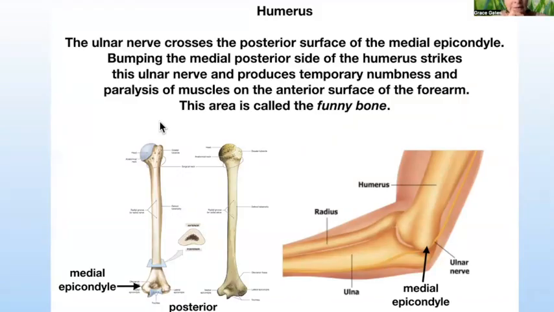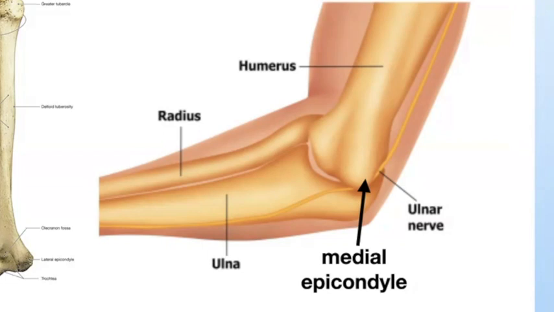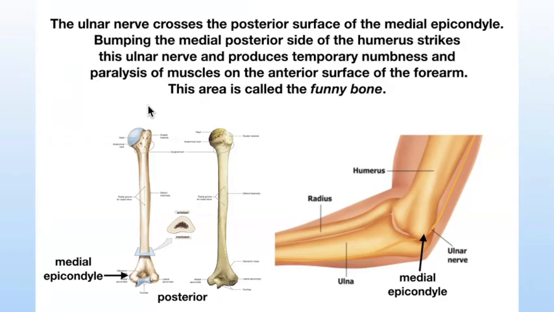Now, something that we can all appreciate, the area called the funny bone is on the medial elbow region. Okay, so the ulnar nerve crosses the posterior surface of the medial epicondyle, and bumping the medial posterior side of the humerus strikes the ulnar nerve. And then you get that horrible feeling that's a mixture of numbness and paralysis of the muscles on the anterior surface of the forearm, maybe tingling, and a sort of sickening kind of deep pain all at once. And you run around going, I just hit my funny bone.